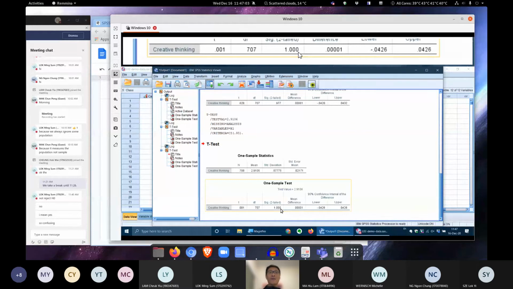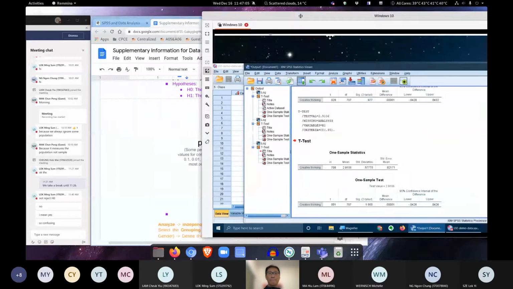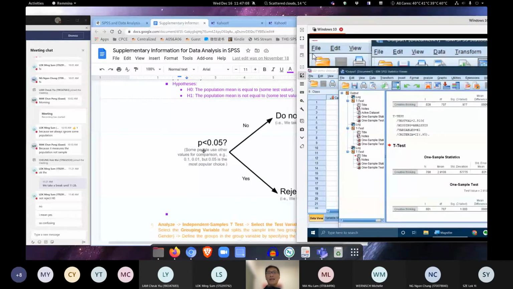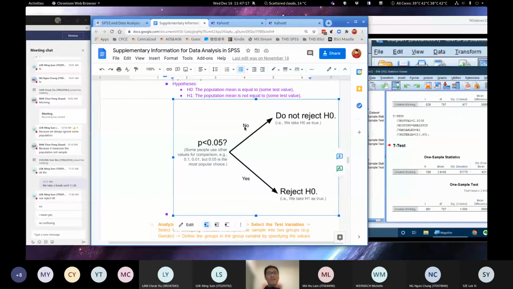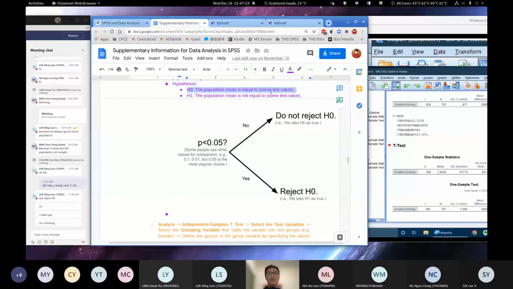So again, we look at the tree diagram. P is 1.000. Is it smaller than 0.05? Of course it is not. So again, we go to the upper branch and we do not reject H0. Or in other words, we choose H0 as the answer. The conclusion is that the population mean is equal to 2.9106 because they are really very close together.